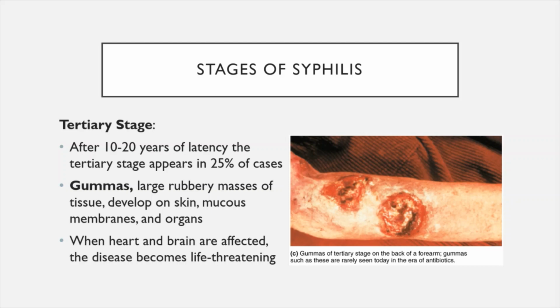The tertiary stage is characterized by gummas, which are large rubbery masses of tissue that develop on the skin, mucous membranes, organs, and even sometimes the bones. And so these lesions, depending upon where they develop, can be life-threatening. Particularly when they occur in the heart, they can result in something called cardiovascular syphilis that can be deadly. And also when they occur in the brain, they can cause neurosyphilis that can lead to dementia, seizures, paralysis, loss of the senses, etc. When they occur in the eyes, it can lead to blindness.